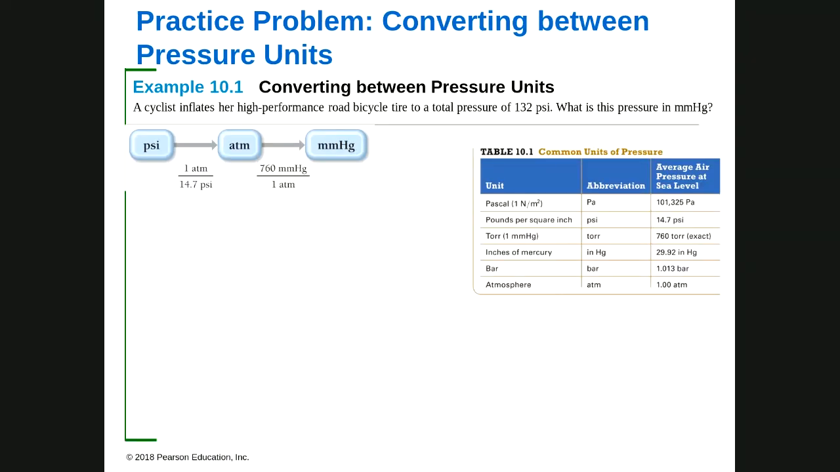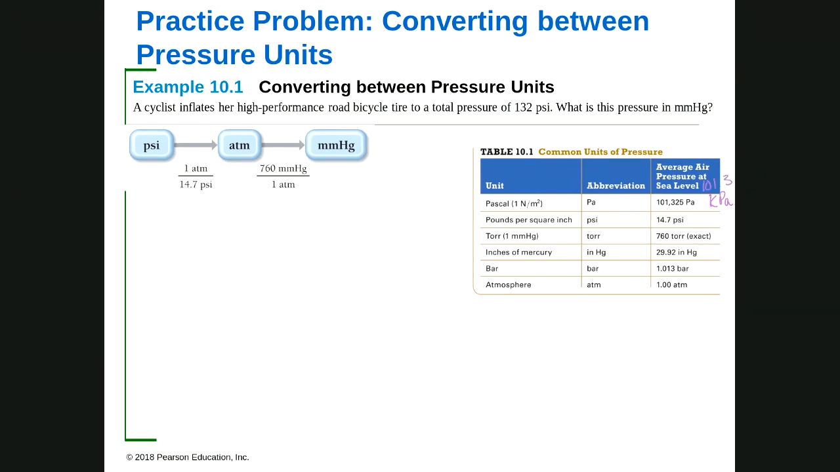So the first types of problems we're going to do is how to convert between these different units. You will have this table, so you'll be able to see it. Just remember what I told you about the kilopascals, that it's 101.3.